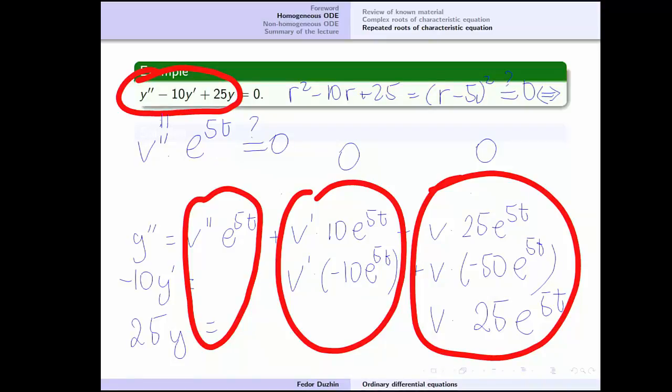And of course now we got a very simple differential equation, which is v double prime equals 0, meaning that v of t has to be, well, when is the second derivative 0? It's only in the case when the original function is a linear function, right? So now we just found that v of t has to be a linear function, c1t plus c2.